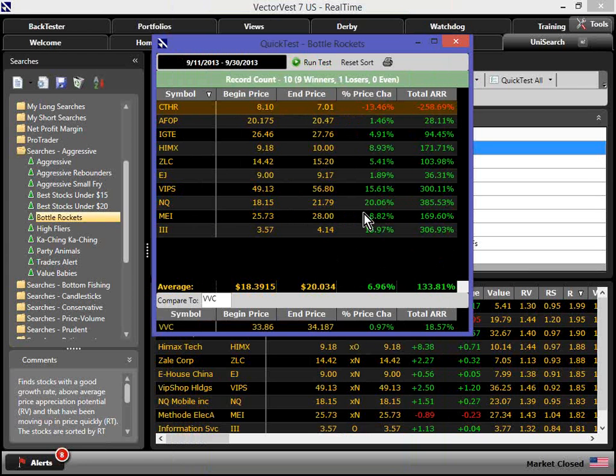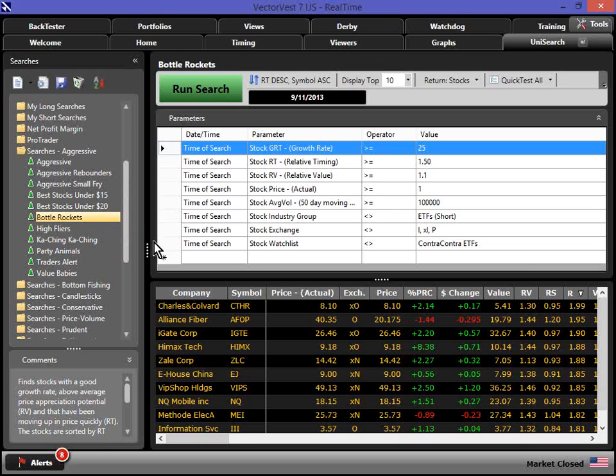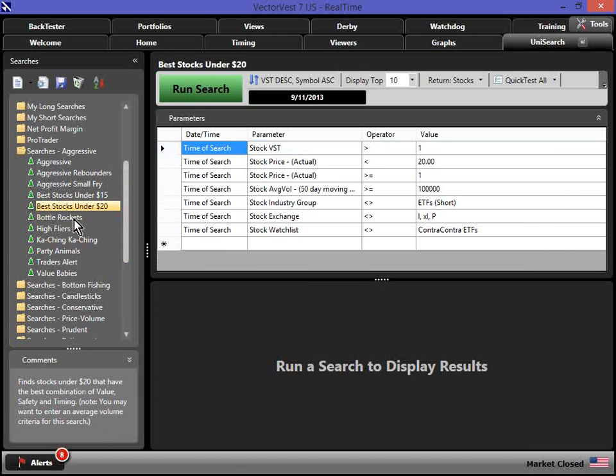Let me try it in a prior market. All right, so that's bottle rocket. Oops, it does this sometimes, goes back to the PowerPoint. So that's bottle rockets, quick pop in stocks. One of people's favorites, and this is a search that tends to do well a lot, it's this one, best stocks under 20. A lot of times aggressive investors are liking these low price stocks.